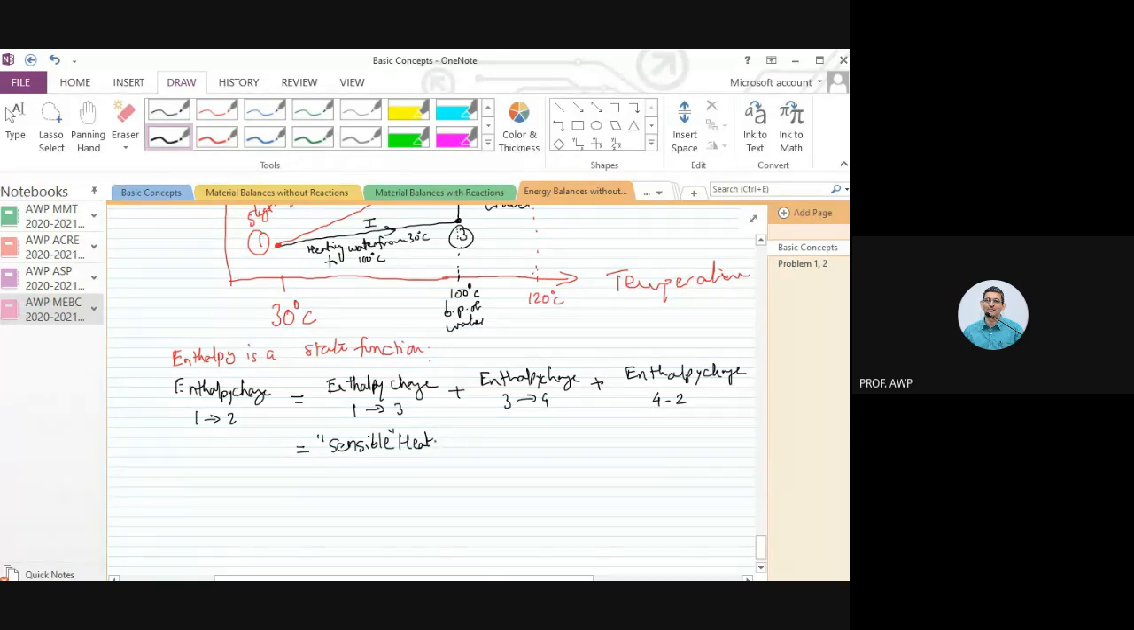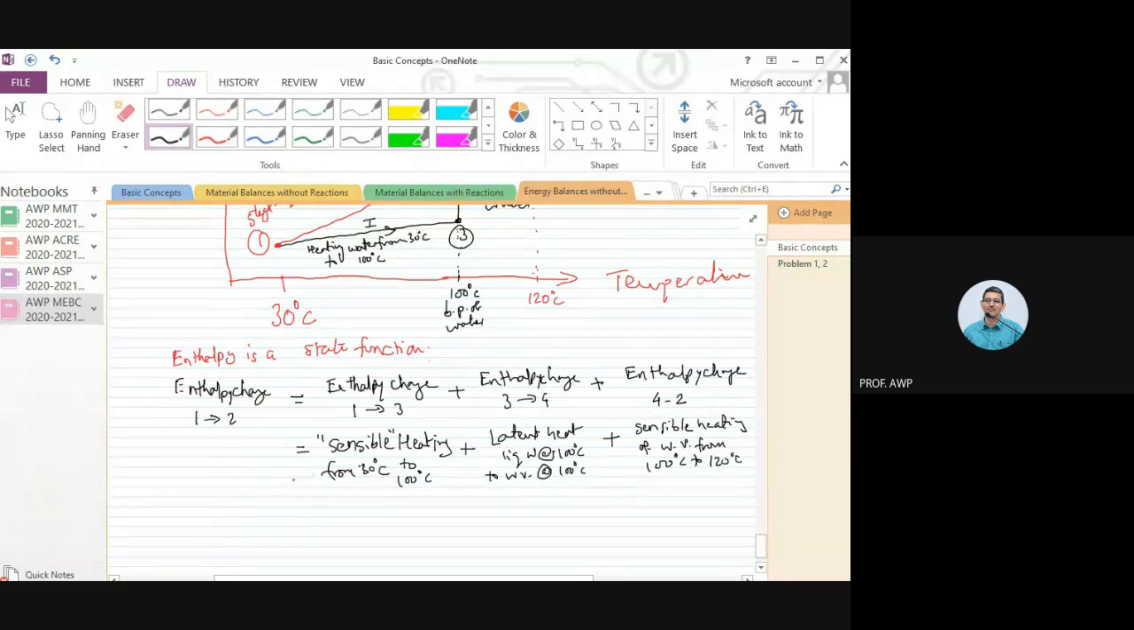So sensible heating from 30 degrees centigrade to 100 degrees centigrade, plus latent heat, liquid water at 100 degrees centigrade to water vapor at 100 degrees centigrade, plus sensible heating again, but this time it is sensible heating of water vapor from 100 degrees centigrade to 120 degrees centigrade, right? The first step, 1 to 3, was sensible heating of liquid water.